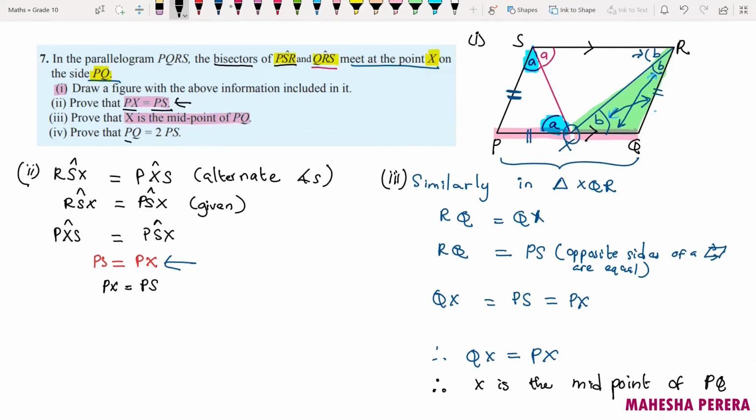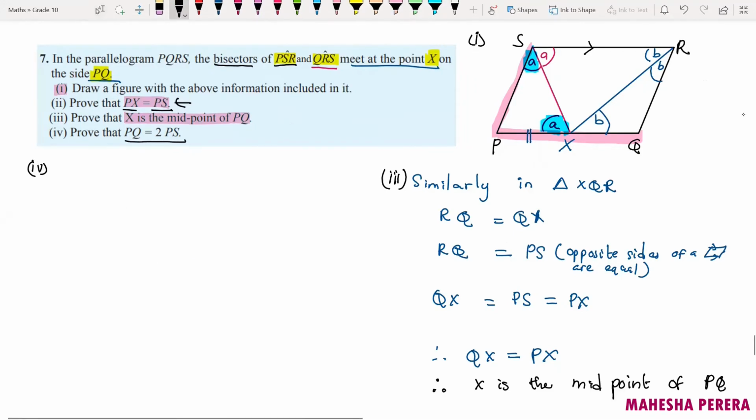Prove that PQ equals 2PS. Right. Now let's clear our parallelogram and then we'll find out what this is. Now PQ is this side. It equals 2PS. PQ is twice PS, right? So we need to prove this.